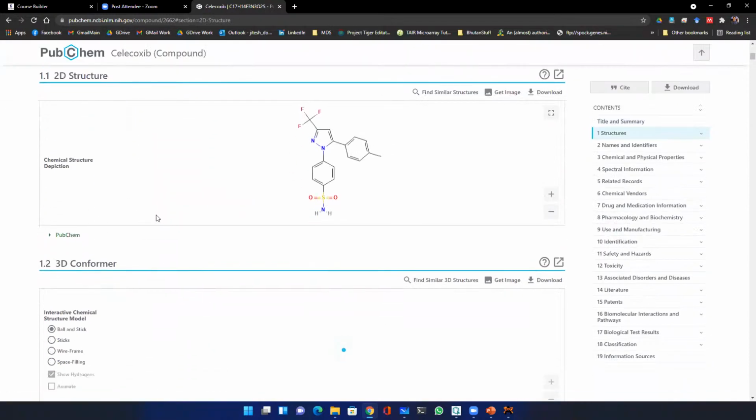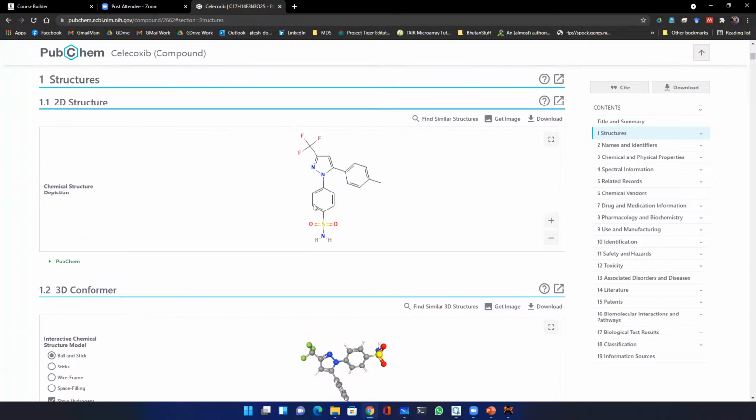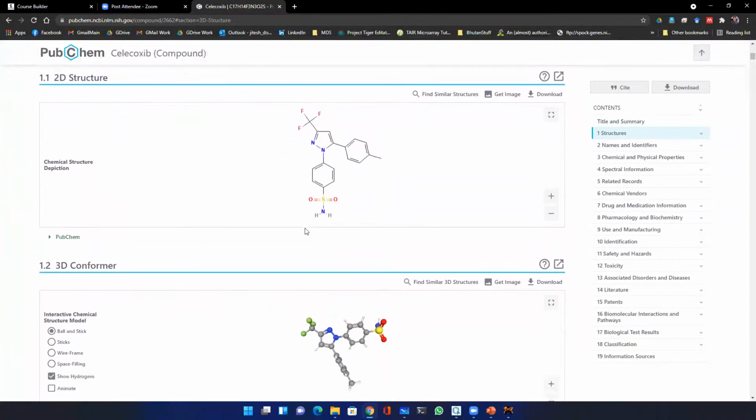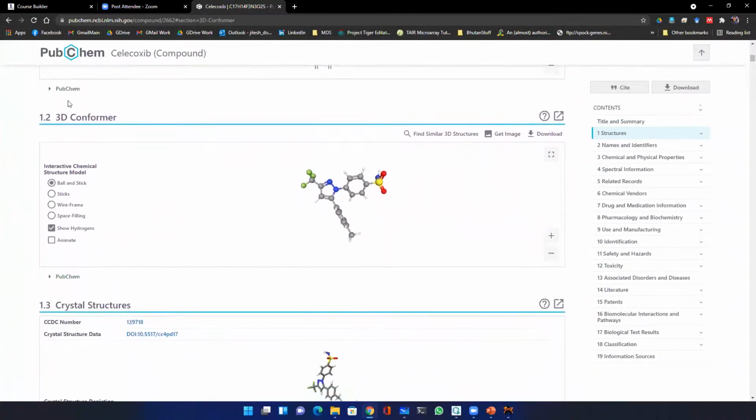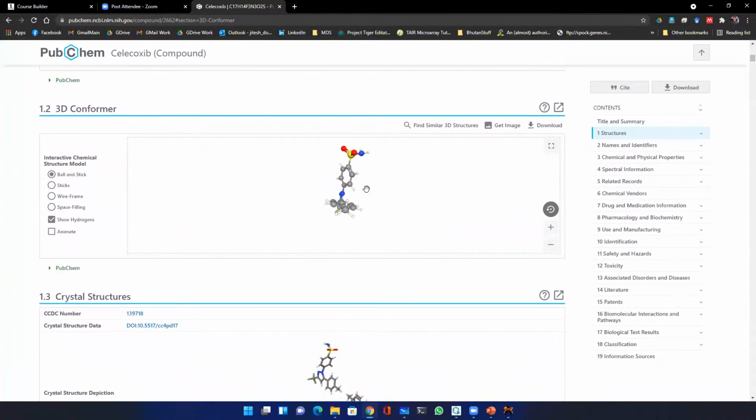Let's first go to the 2D structure. As you can see, the 2D structure of the molecule is made up of all of these atoms. We have here fluorine, we have nitrogens, we have three ring structures. They are connected to each other. We have sulfur and nitrogen and all that. So this is what the structure looks like. But what will be the 3D conformer? You can scroll down for the 3D conformer, where you can see the computationally derived 3D conformer based on the geometric cleaning or energy minimization technique.